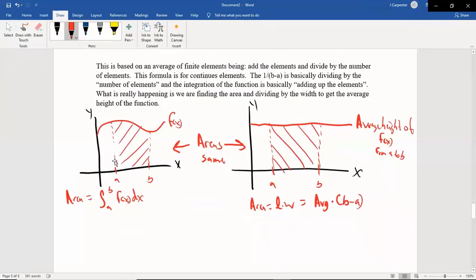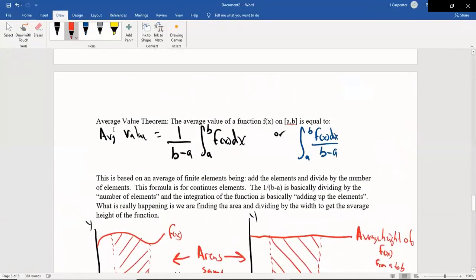If you added up the infinitely many rectangles of this left one, that number would match adding up the infinitely many rectangles of this right image. So if the areas are the same, that says this integral should be equal to this thing right here. So this thing right here, which is the area of the left thing, should be this right here, which is the area of the right thing. So we're going to set those equal to each other. We get the integral from a to b of f of x dx is equal to whatever the average is from a to b times b minus a.